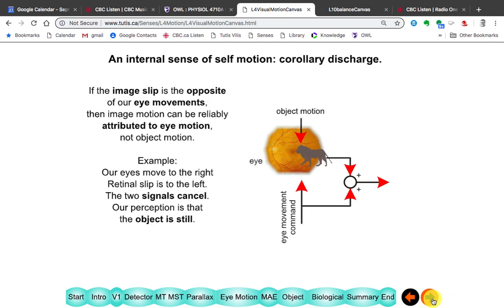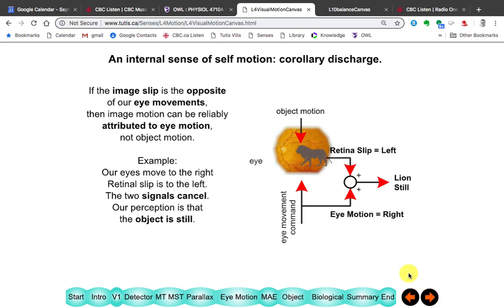So you can see here that in this case, it figures out how much slip is being produced and how much signal is being produced by the motion of the eye, and the two are equal. So all the slip here, all the motion on the retina, is being produced by the eye movement. When the two signals cancel, the brain decides the lion is still. And in the problem set, we can look at other combinations of things that can happen on the retina and what you can decide from there.